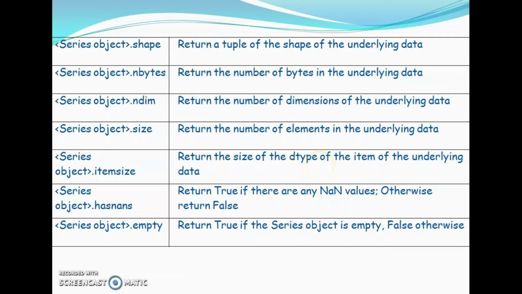Series object dot hasnans. Return true if there are any NaN values, otherwise return false. Series object dot empty. Return true if the series object is empty, false otherwise. These are the different types of attributes in this series object.